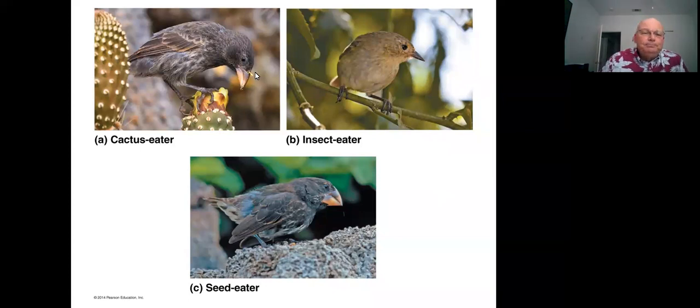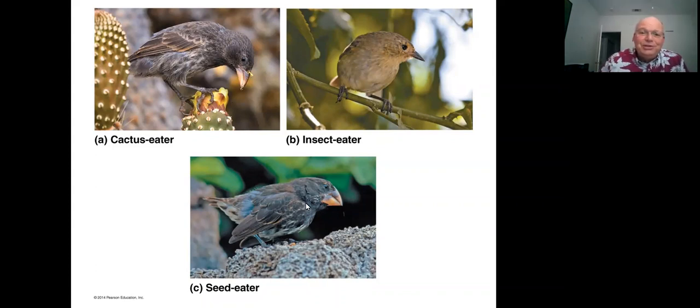A cactus eater needs a larger finch, a larger beak, because it's got tougher tissue to process, but it doesn't need a really aggressive beak because it's not going to be cracking anything. It's still eating soft tissue. It may have to deal with spines. It may have to be able to reach in amongst spines or to be able to break the spines off so that it can get access to the food that it's going to eat. But it's not going to need a really aggressive nutcracker type beak.